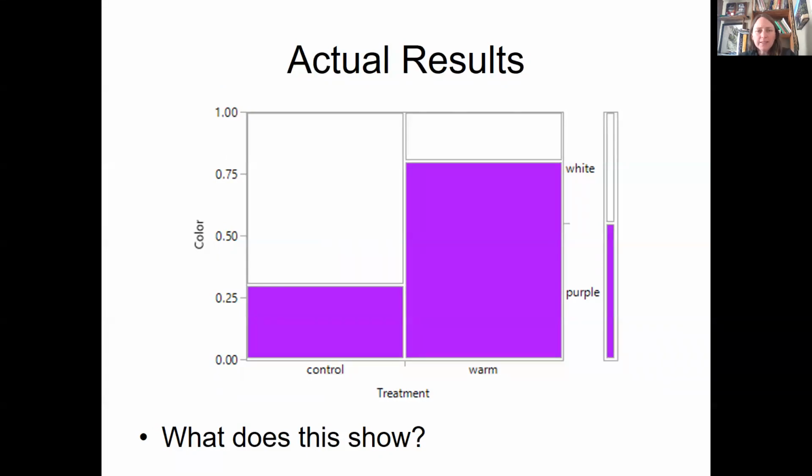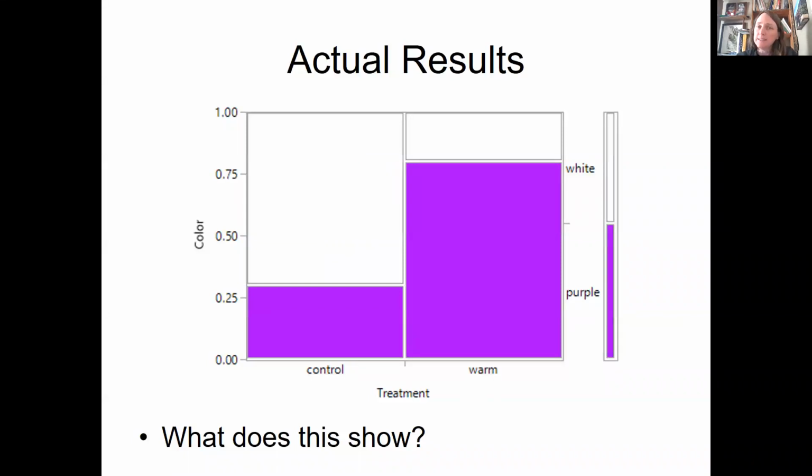But if you just break it down, and this works with all graphs, and you look at what's on the x-axis, and you can say, okay, this is my independent variable, and it looks like it's influencing flower color in this way. The warmed plots look like they might have more purple flowers, right? And the control plots look like they might have more white flowers. So this is showing that possibly the warming treatment has an influence on flower color.